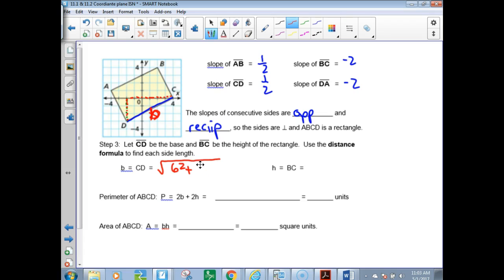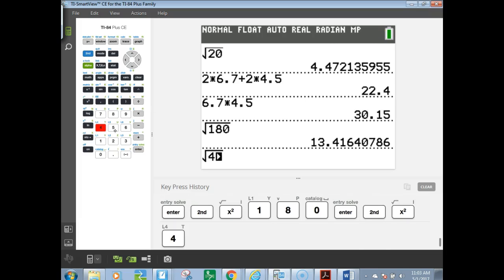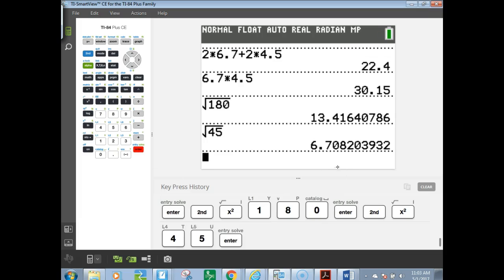My pen's frozen here a second. 3 squared, there we go. 6 squared plus 3 squared, that's 36 plus 9 gives us the square root of 45. And that's about, type that on the calculator, please. Square root of 45. Everybody should be practicing this to know how to do that distance formula still. 6.7.